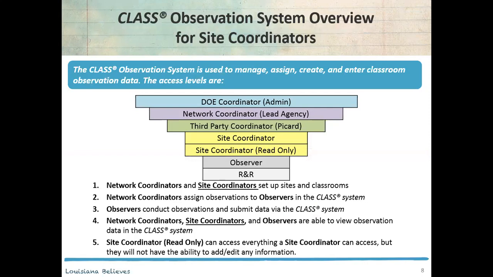They're limited to the network that they're in, but they still have quite a bit of access. Your third-party coordinators, this is the P-Card Center. Their only role is to assign observations for third-party observations. They're not going to be looking at your site or moving anything around in your classrooms or editing really anything other than, like I said, assigning observations and making sure that observation results are put in the portal properly.